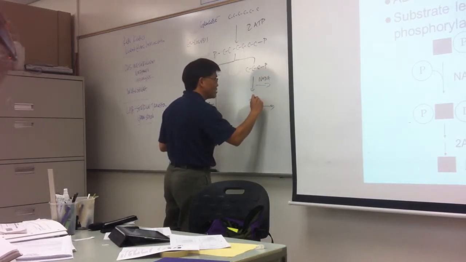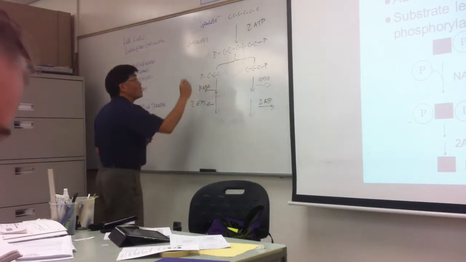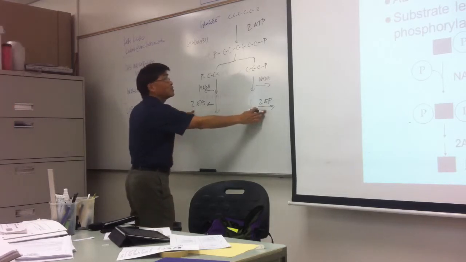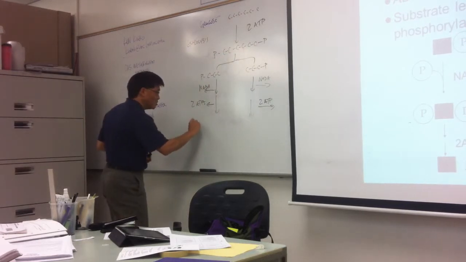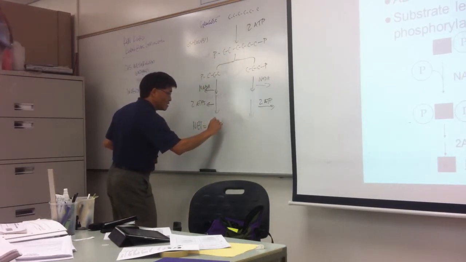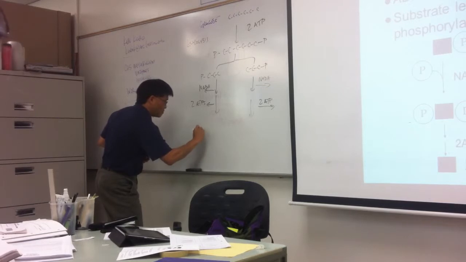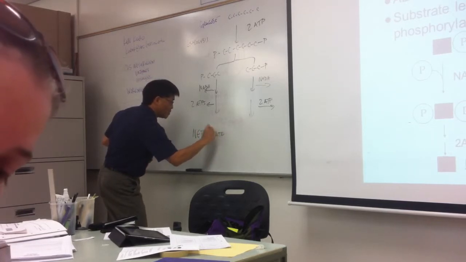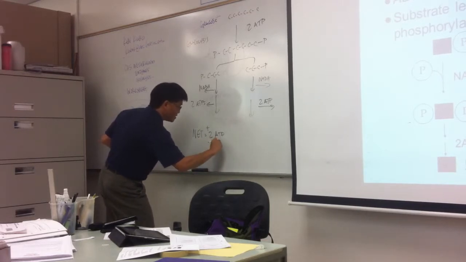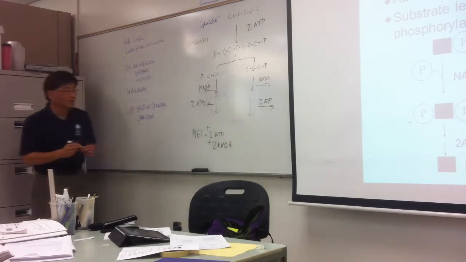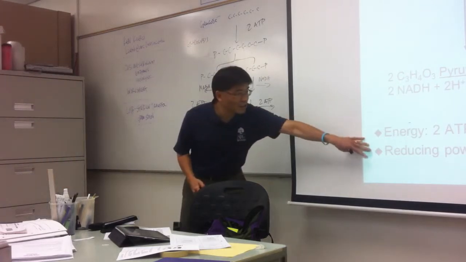I have to be careful how I word this to avoid confusing you. What happens is that you get 4 ATPs produced. It costs you 2, so your net is actually 2 ATPs. So it's positive, and plus you get 2 NADH molecules. I'll do a check a little bit later on to make sure this is correct. So we get 2 ATPs and 2 NADHs.